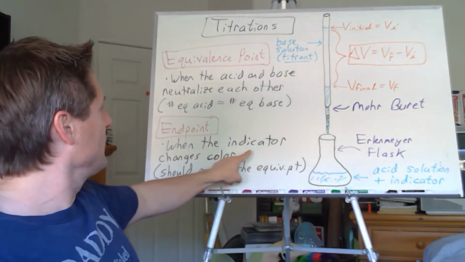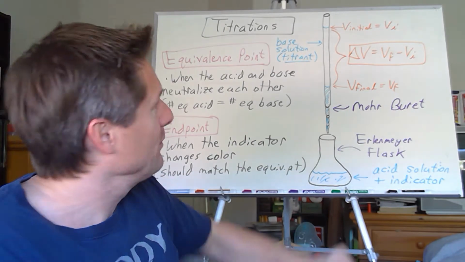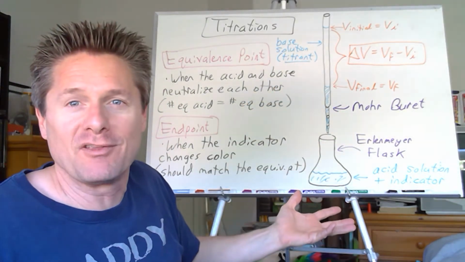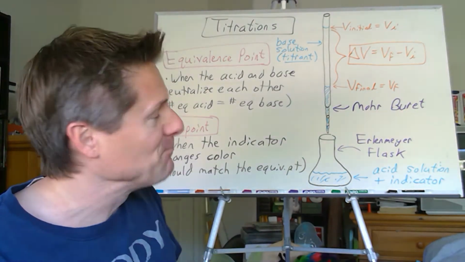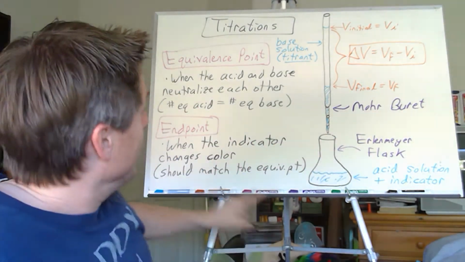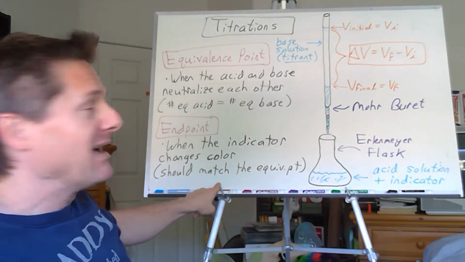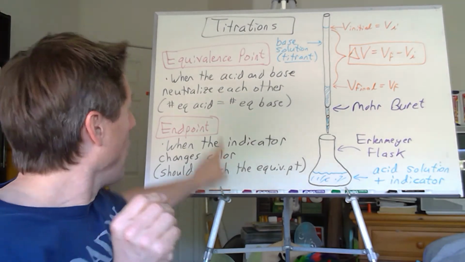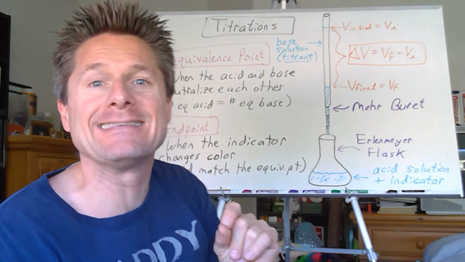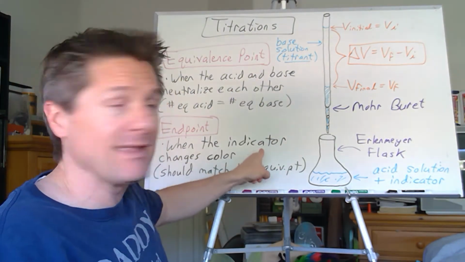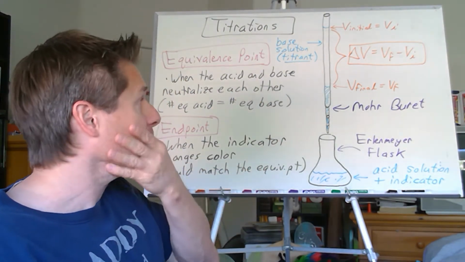So the endpoint is when the indicator changes color, because the base is clear and colorless and the acid is clear and colorless. You have no idea where the equivalence point is. Our pathetic human eyeballs can't see that. But we can add an indicator that changes color at that point. So the indicator chosen must have its color change, its endpoint, trigger when the equivalence point is reached. Again, we can't see the equivalence point, but we can see the color change, the endpoint.